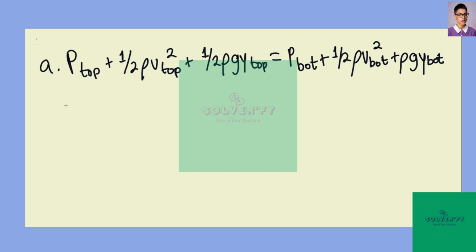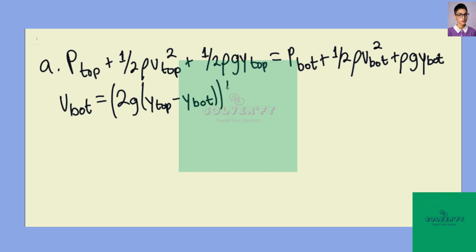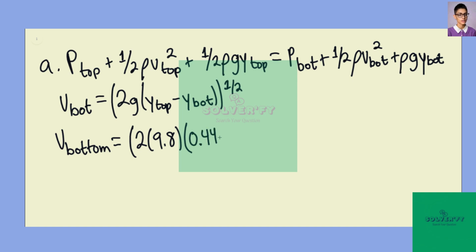So we can say that the velocity at the bottom would be equal to 2g times y at the top minus y at the bottom, to the 1/2 power. And we can solve, so the velocity at the bottom would be equal to 2 times 9.8 times 0.44 meters, and this will be to the 1/2 power. This is giving us 2.94 meters per second. So this would be the answer for part A.